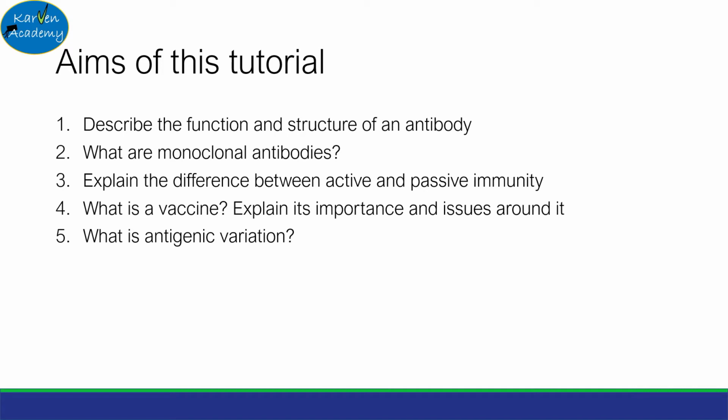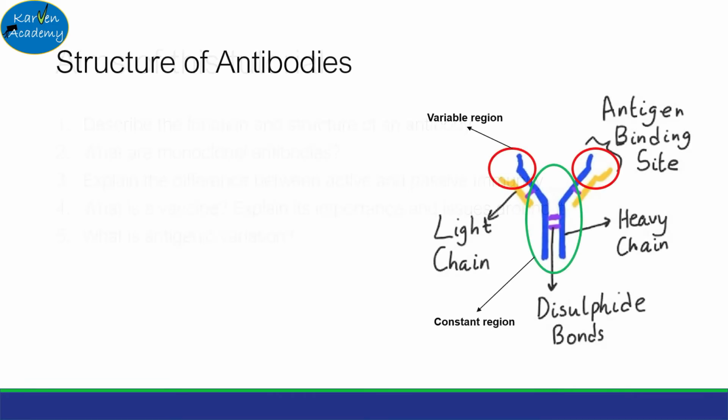So here are the aims of this tutorial. We will describe the function and the structure of an antibody, and look at what monoclonal antibodies are, explain the difference between active and passive immunity, understand the importance of the vaccine and the issues surrounding it, and also finally look at antigenic variation.